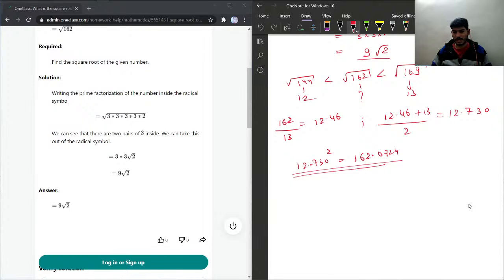If you want to eliminate this extra term, we can take 12.720 and take its square, but this will be much lesser. So 12.730 is pretty much good. In this way we can calculate the approximate value. Instead of leaving this term in root 2, we can just calculate the approximate value, and that is pretty much all for this question.